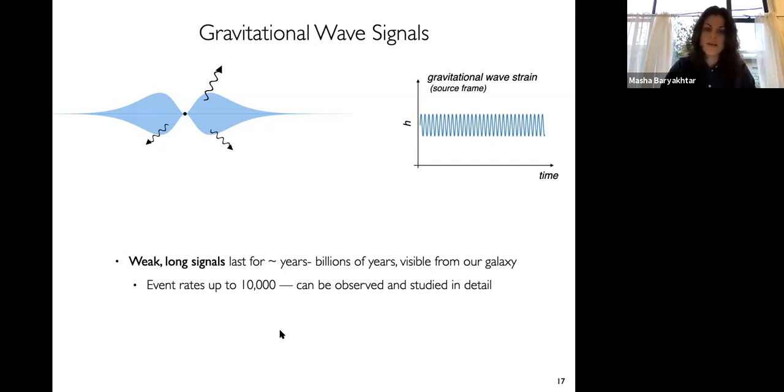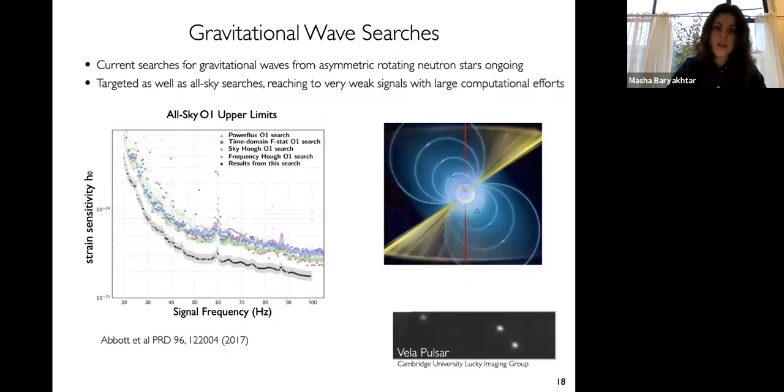These very weak signals can last for years to billions of years, as I was showing on some of the previous slides. The cloud is depleted very, very slowly because you start with a large energy density. And for certain mass ranges of axions, we found that depending on what the black hole distribution looks like in our galaxy, you can have event rates up to thousands that can be observed with future gravitational wave observatories in the LIGO Virgo band. So what do these gravitational wave searches look like?